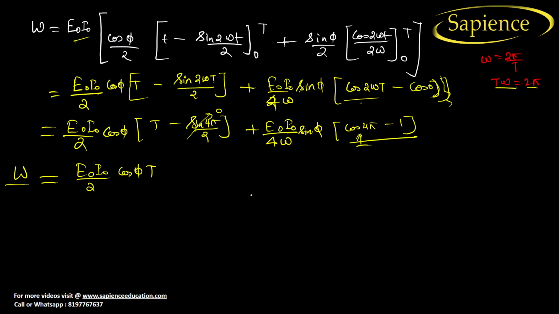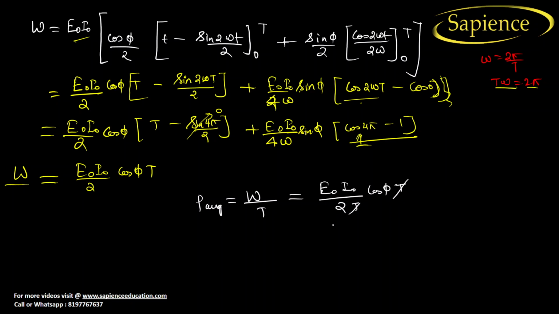Now, what we want is not the work done or total energy consumption. Now we want average power. So if you want average power, what should you do? Average power P average is equal to total energy consumption divided by time T. So from here we will get E naught I naught divided by 2T cos phi into T.